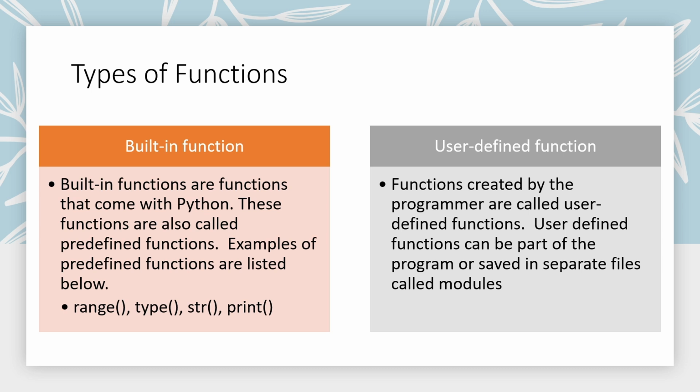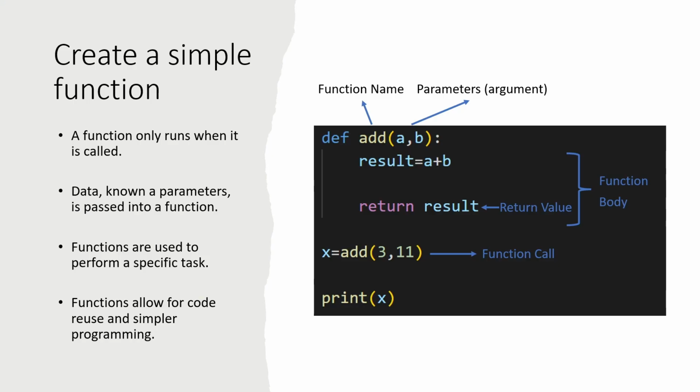User-defined functions are functions created by the programmer themselves. User-defined functions can be part of the program or saved in separate files called modules. Let's take a look at a simple function. A function only runs when it is called. Data, known as parameters, is passed into a function. Functions are used to perform a specific task, and functions allow code reuse and simpler programming.